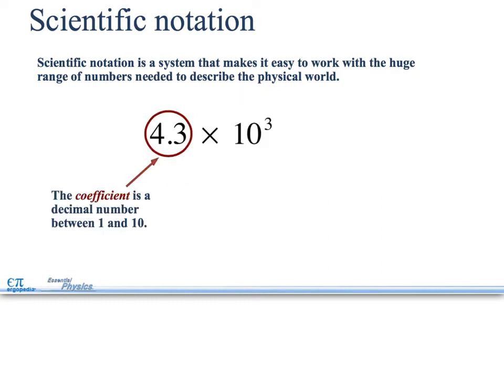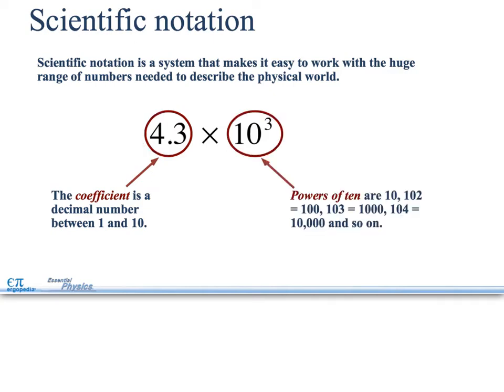All right, scientific notation is a system that makes it easy to work with the huge numbers. The coefficient 4.3 has to be between 1 and 10. This first number right here will be between 1 and 9, and then you'll have your decimal point, and then whatever numbers come after that.